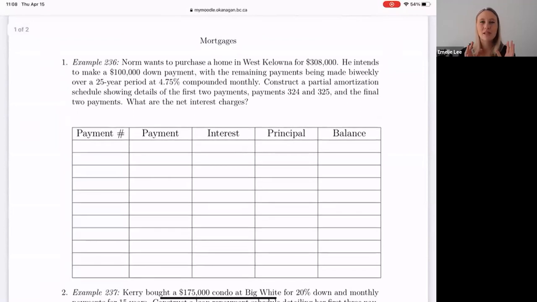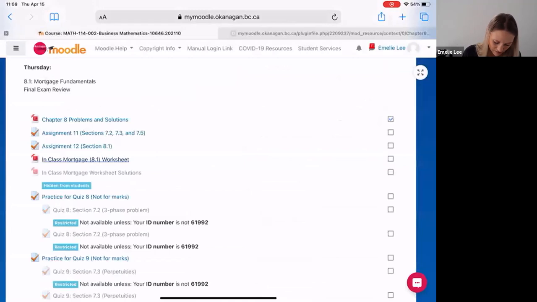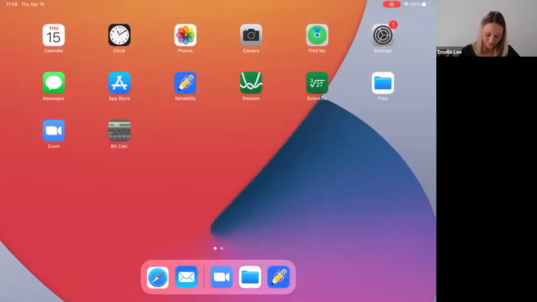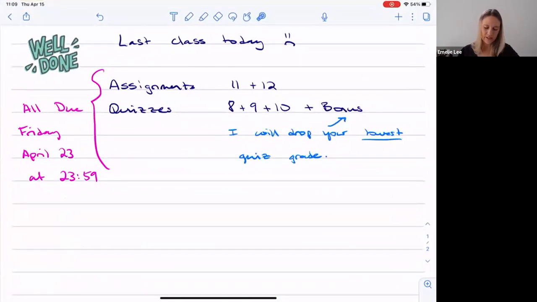We're definitely gonna spend a lot of time on the first one, and then we'll see where we get to in terms of time. And then we might do the second one, but I'll post all the solutions to these. You'll see here, it's hidden here, in-class mortgage worksheet solutions. So after class, I'll unhide it, reveal it.